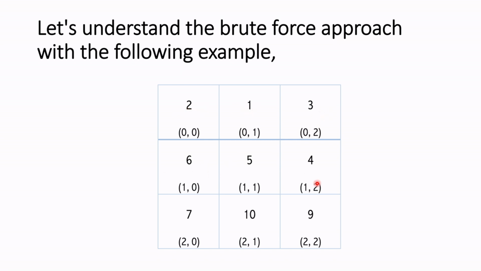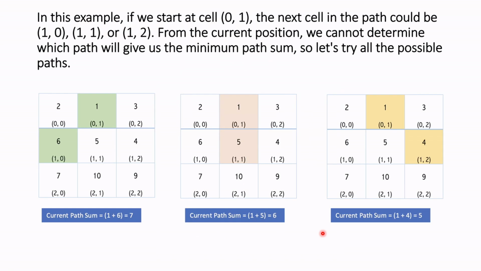Similarly 6, 5, 4, 7, 10, 9, right? These are the values we have. So in this example, if we start at 0, 1, the next cells in the path would be what? This can be 1, 0, right? This can be 1, 1, or this can be 1, 2, like this one, or this one, right?